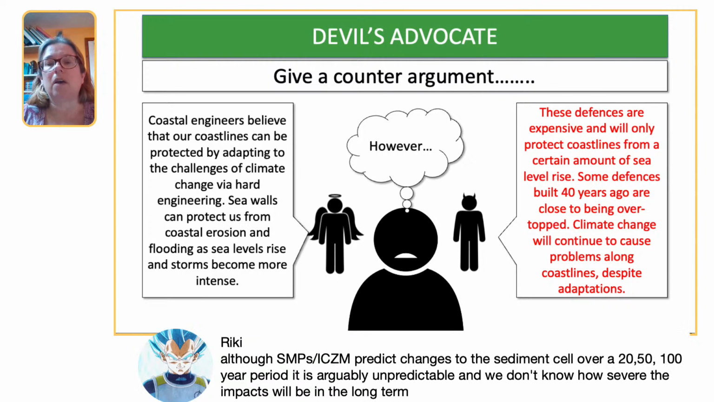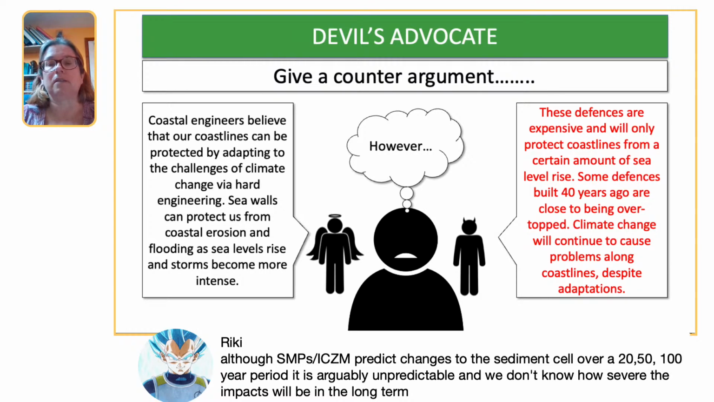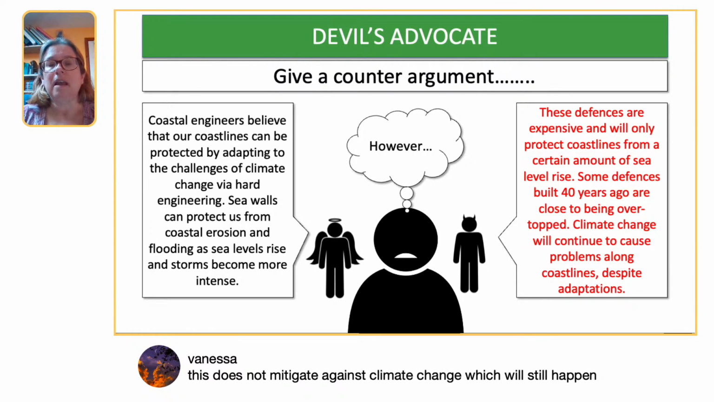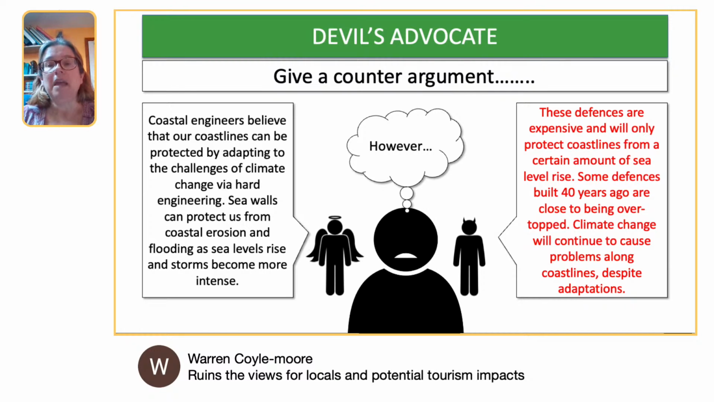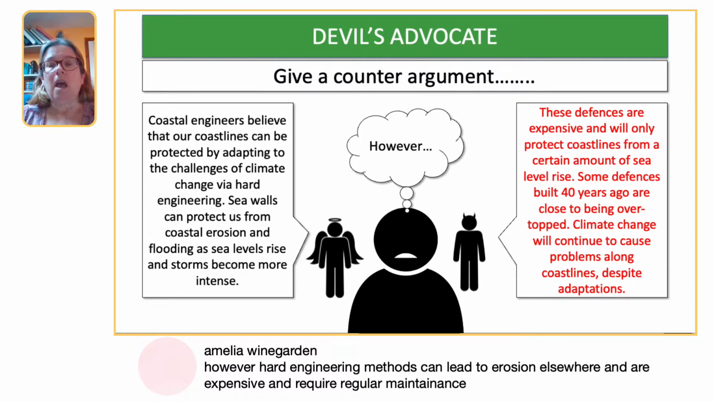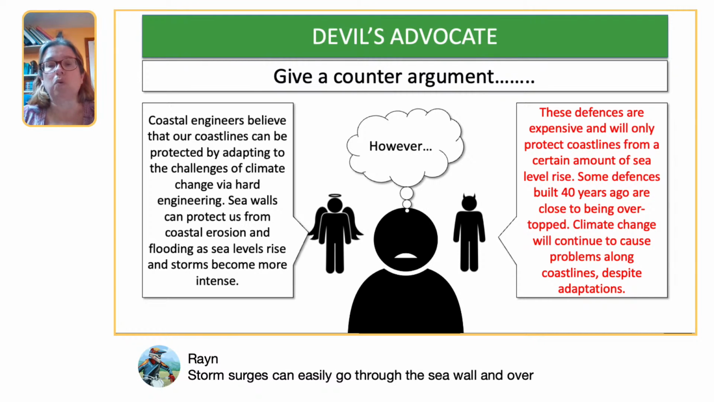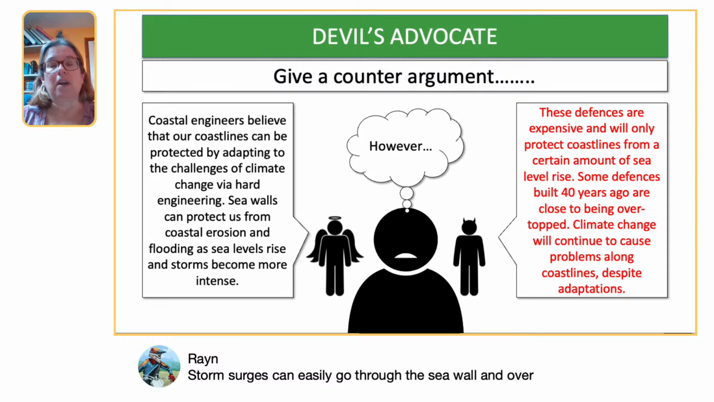So yeah, expensive, a lot of you talked about. It's only going to protect coastlines for a certain amount of sea level rise. Coastal defences that were built in the past, the one in Burnham-on-Sea was built 40 years ago. It's coming close to being overtopped. And climate change is going to continue to cause issues despite adaptations. This is something that we're going to have to think about in the long term. There is no quick fix.